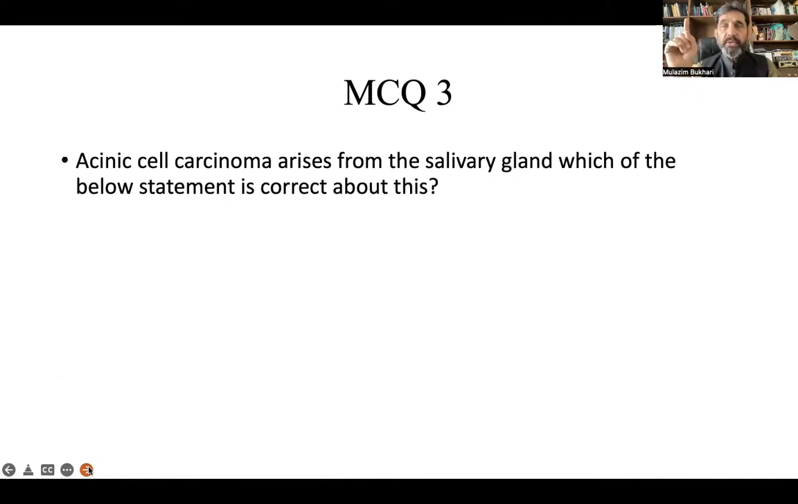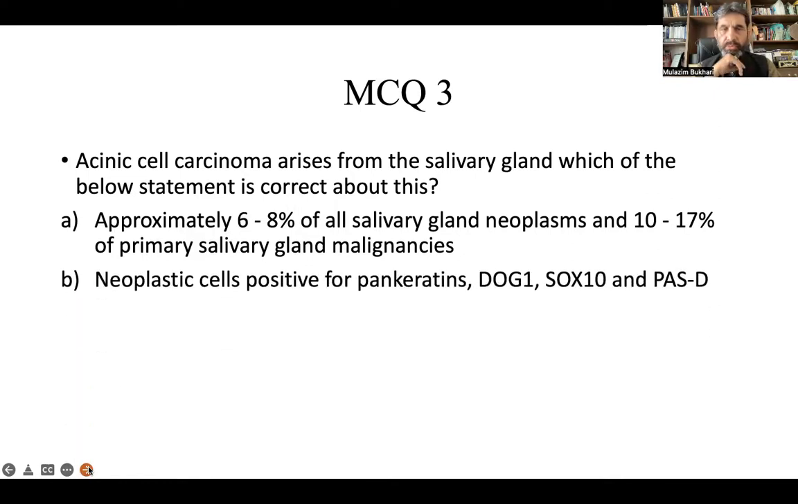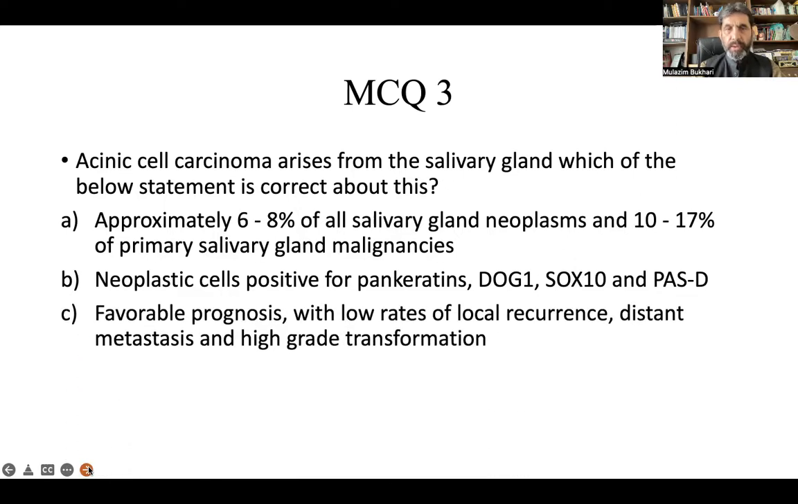It is the second most common tumor in children. Acinic cell carcinoma arises from the salivary gland. Which of the following statements is correct? This statement is also given in the previous slide. You can search the key of this MCQ in my previous slides. The tumor is approximately 6 to 8% of all salivary gland tumors, and about 10 to 17% of malignancies. Neoplastic cells are positive for pan-keratin, DOG1, SOX10. Favorable prognosis, with low recurrence; distant metastasis and high grade transformation are there. All of the above: you have to go back and search for the answer to these questions.